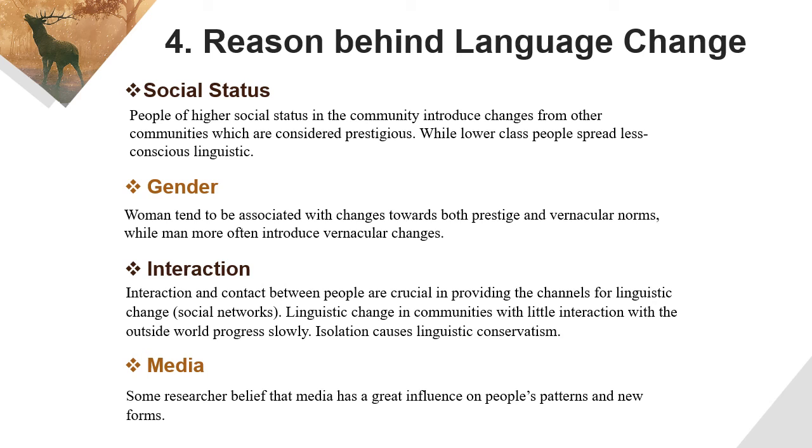And the third, interaction. Interaction and contact between people are crucial in providing the channel for linguistic change, the social networks. Linguistic change in communities with little interaction with the outside world progresses slowly, and the isolation causes linguistic conservatism. And the last, media. The influence of the media is also an important reason. Some researchers believe that media has a great influence on people's patterns of new forms.